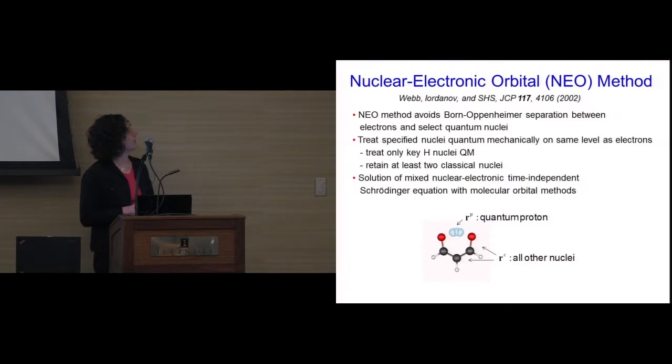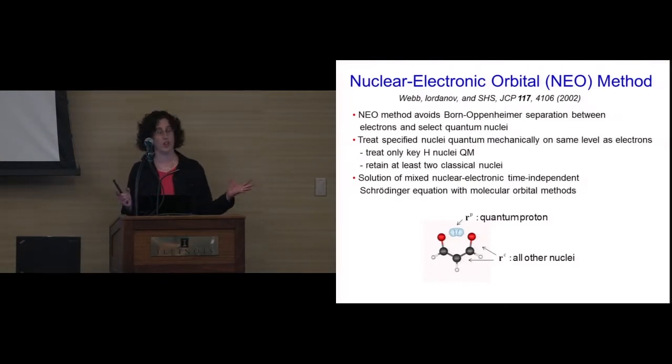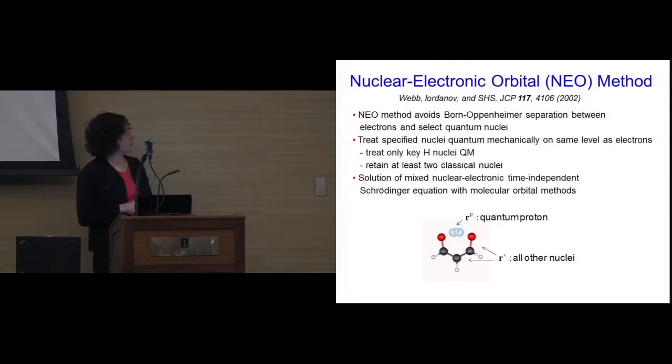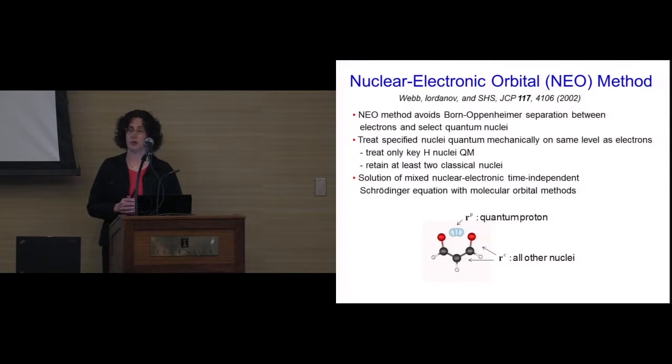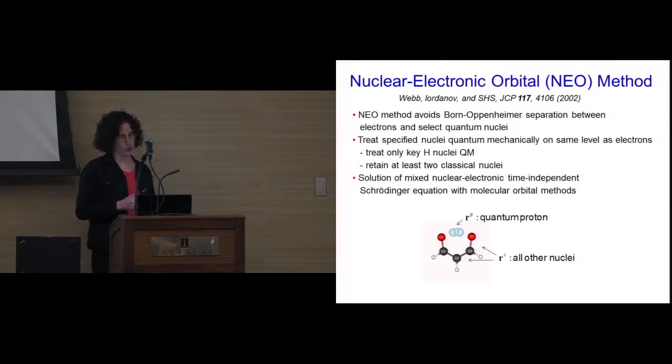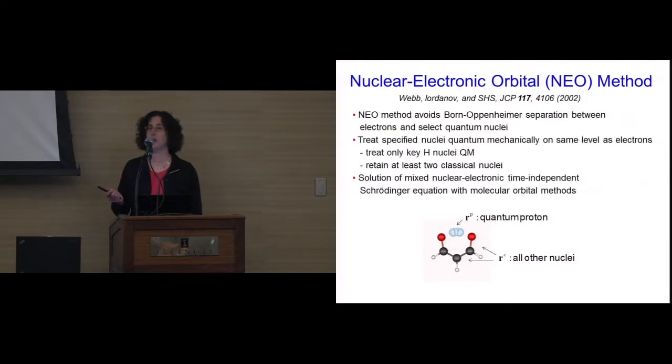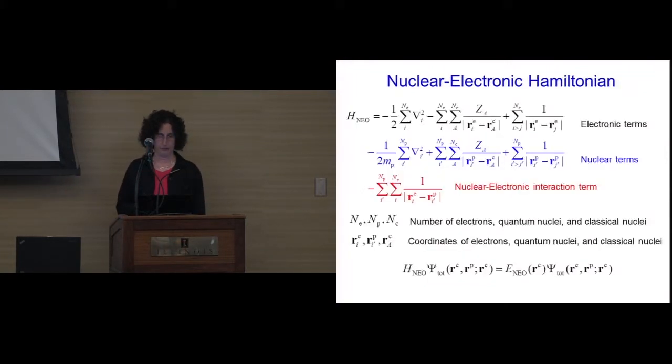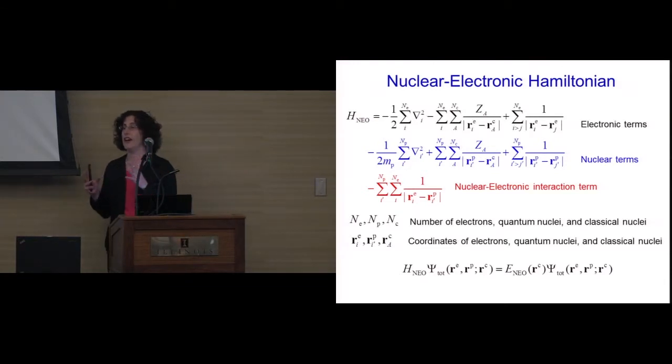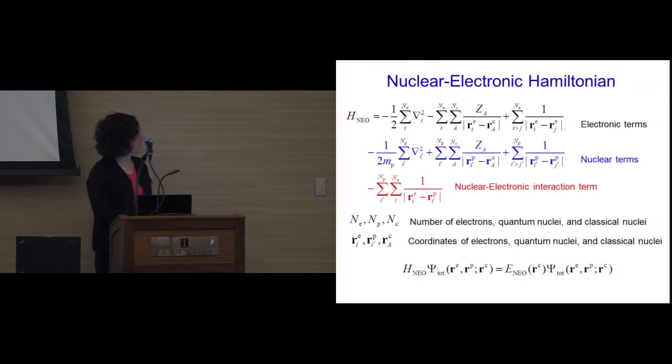So we treat only the key hydrogen nuclei quantum mechanically, so those involved in hydrogen bonding interactions or in hydrogen transfer. We retain at least 2 classical nuclei to avoid complications with translations and rotations. So our goal here is to solve a mixed nuclear electronic time-independent Schrödinger equation with molecular orbital methods. So in NEO, we first start out by dividing the system into our electrons, our quantum protons, and our classical nuclei. Those are shown down here.